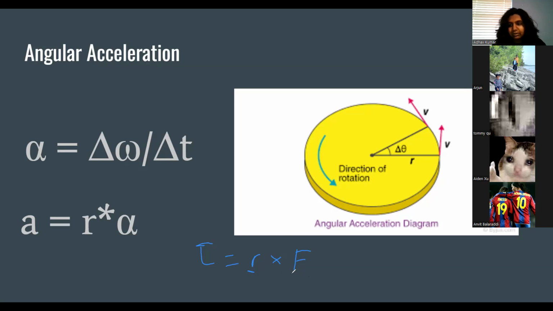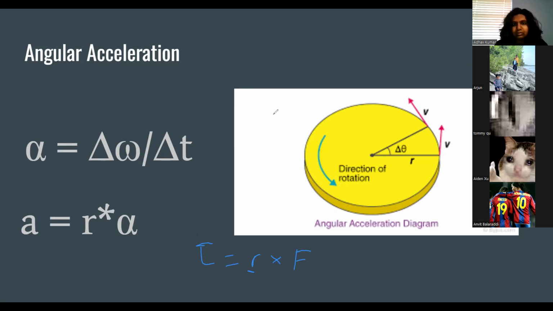So yeah, I hope that clarifies things. You can see it physically. Any questions about this definition for torque? Okay then.